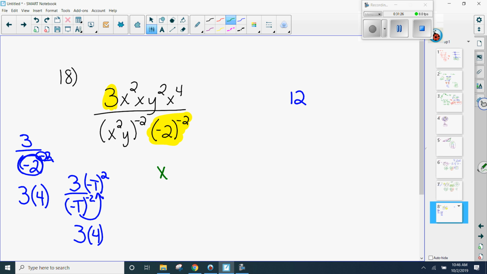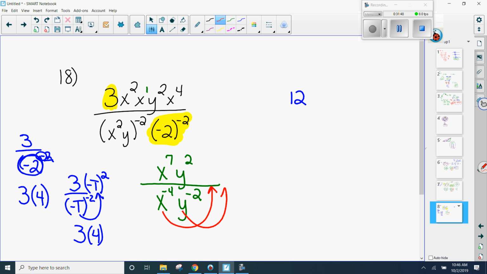Variable-wise, in the numerator, you get x to what power? 4, 5, 6, 7, x to the 7th, and y to the 2nd. In the denominator, you get x to the negative 4, y to the negative 2nd. Then you need to move them up and change the sign of the exponent. x to the 4th, y squared. And you end up with x to the 11th, y to the 4th. I hope I copied the problem correctly.